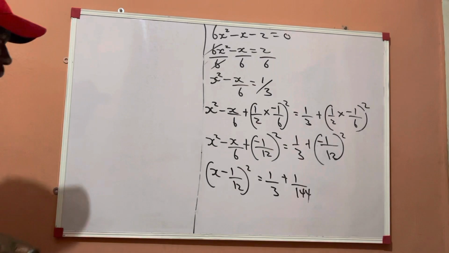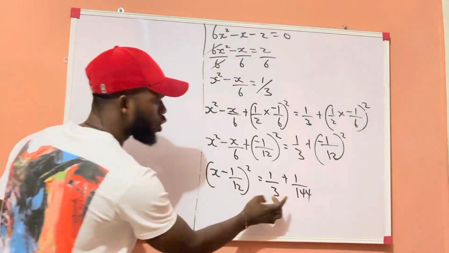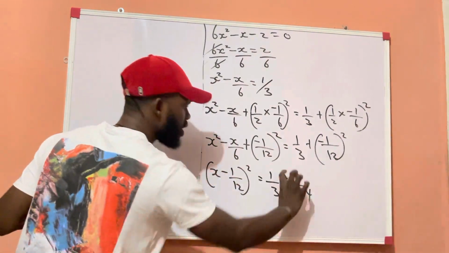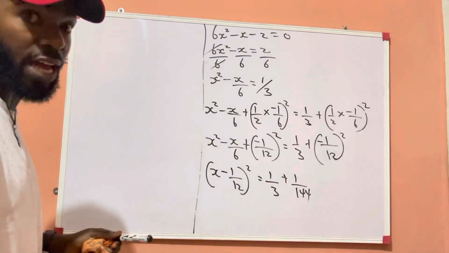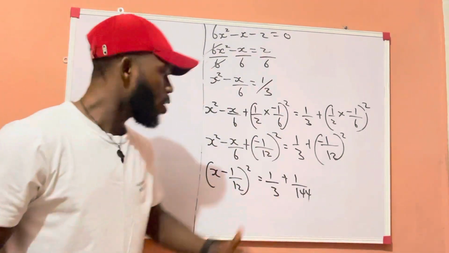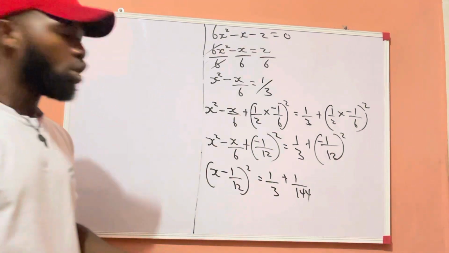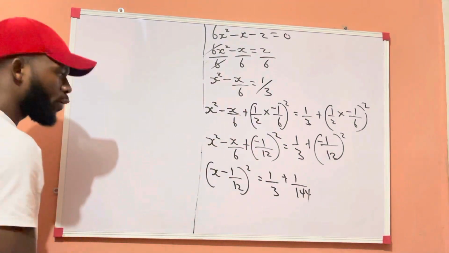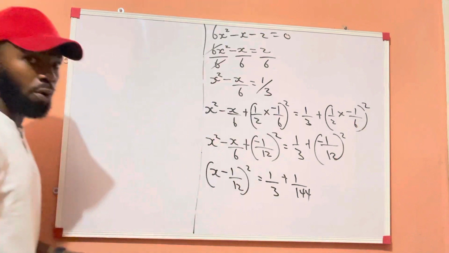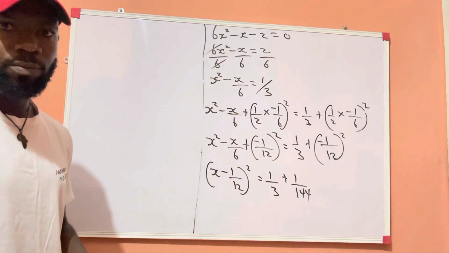Now without wasting time, you will notice now that I have two fractions here. And these two fractions, they are separated by an addition sign. Now, when a plus sign or a minus sign separates two or more fractions, what do you do? You look for the LCM. So we are going to look for the LCM of 3 and 144. And I guess it will give us 144.